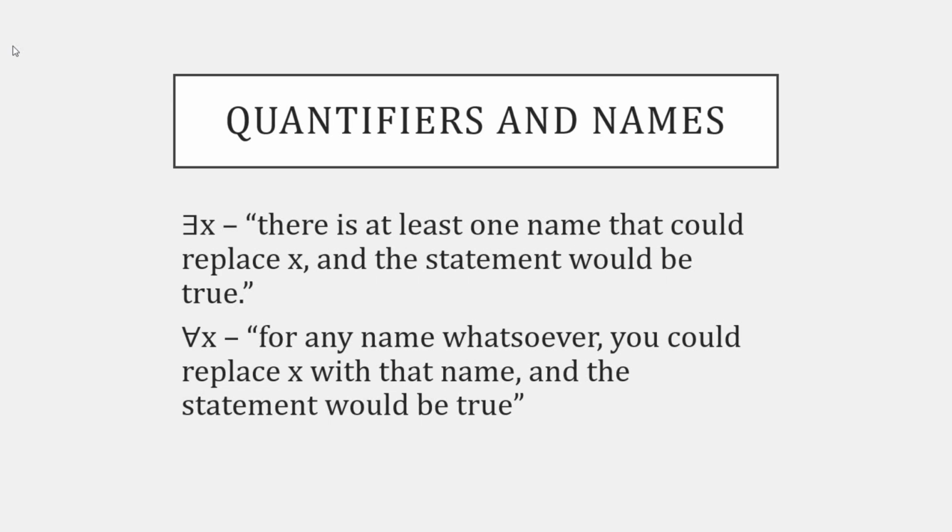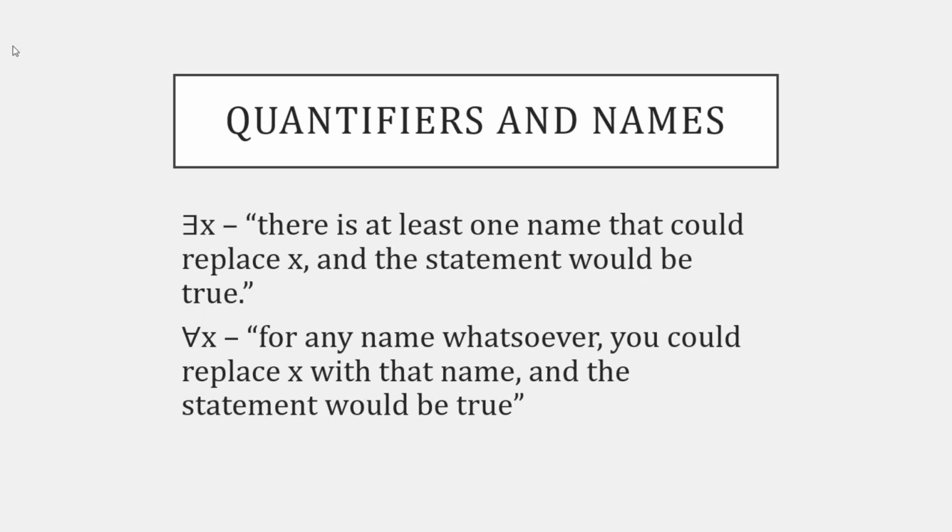There's at least one name that I could shove into where this variable is and have it spit out a true sentence. The universal quantifier says for every single name on that list, every name in the universe, if I stick that name in here, a true sentence will come out. So you can go along for every name in the thing.